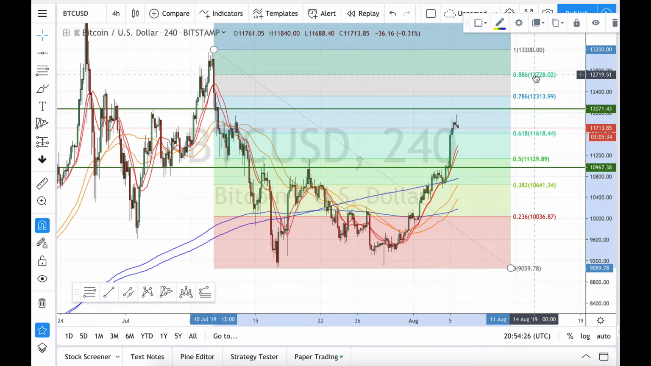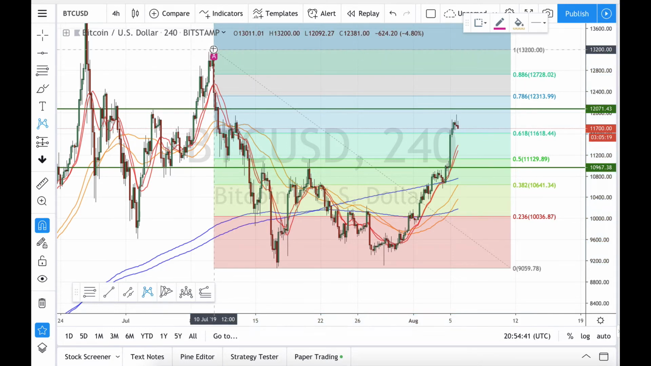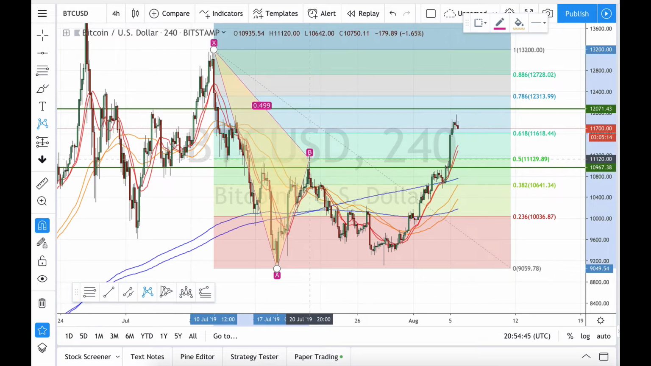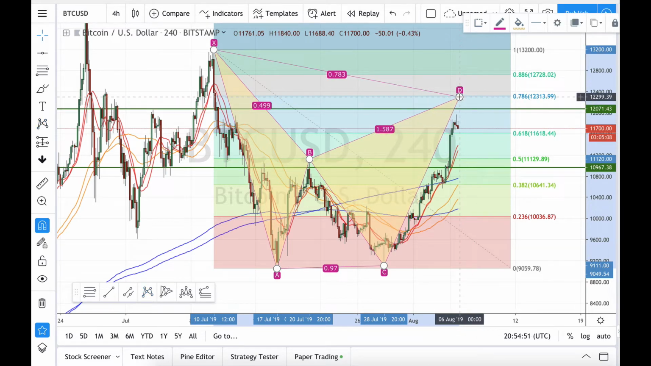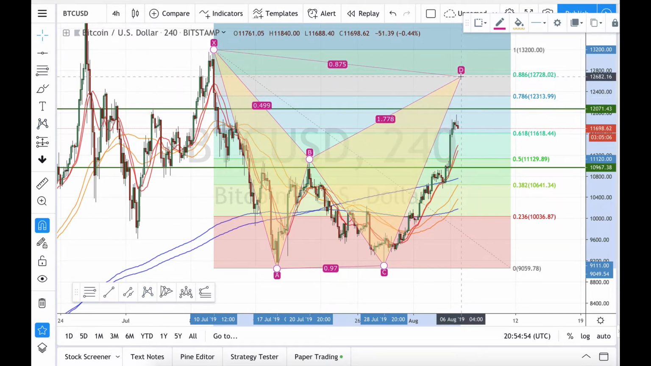So what might happen as well, there might be a false breakout when everyone will think that, yeah, we're going up, it's amazing, now the sky is the limit, and then there will be only a formation. Let's draw this formation as well. So we have XA, B, C, and D, either here or around here.